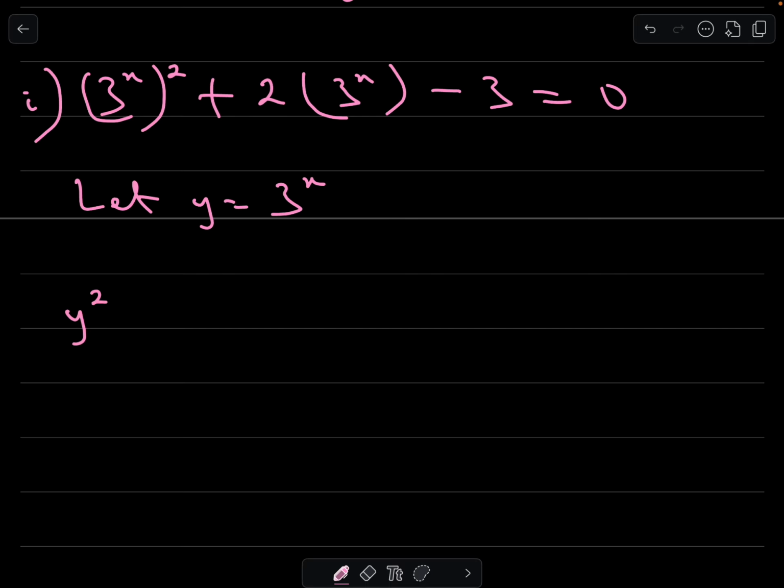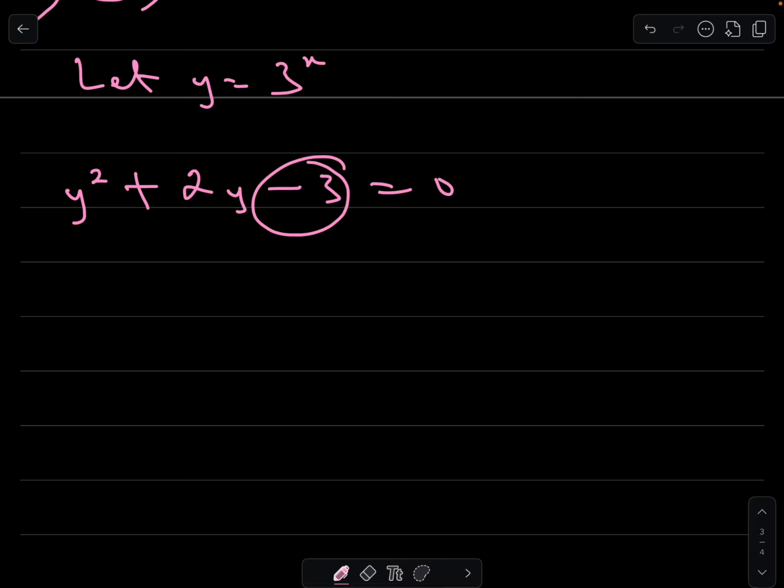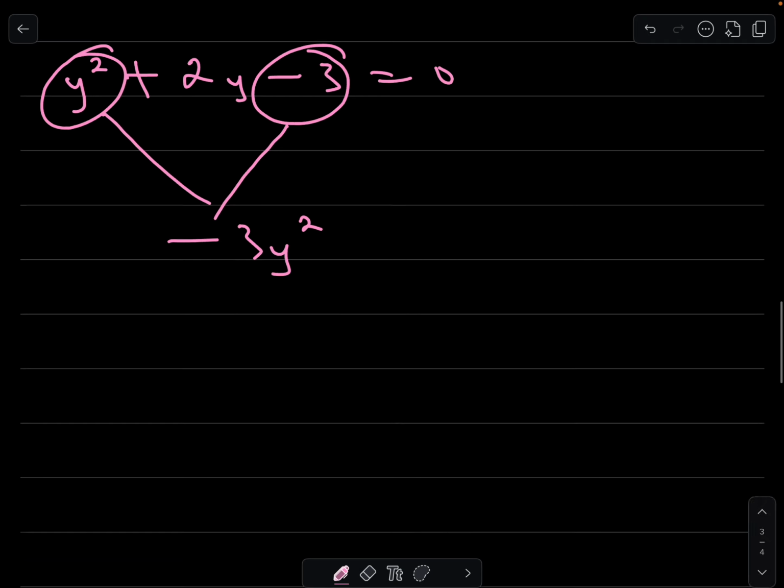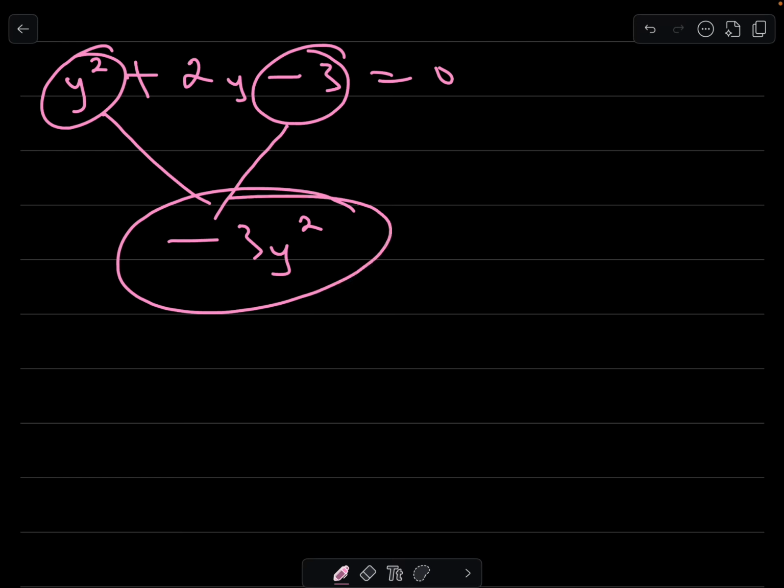That means y squared. The square of 3 raised to power x means y squared, plus 2 times y, which is 2 times 3 raised to power x, which is 2y, minus 3 equals 0. Now minus 3 times y squared, that's minus 3y squared. What do you multiply together to get minus 3y squared and add or subtract to get plus 2y?